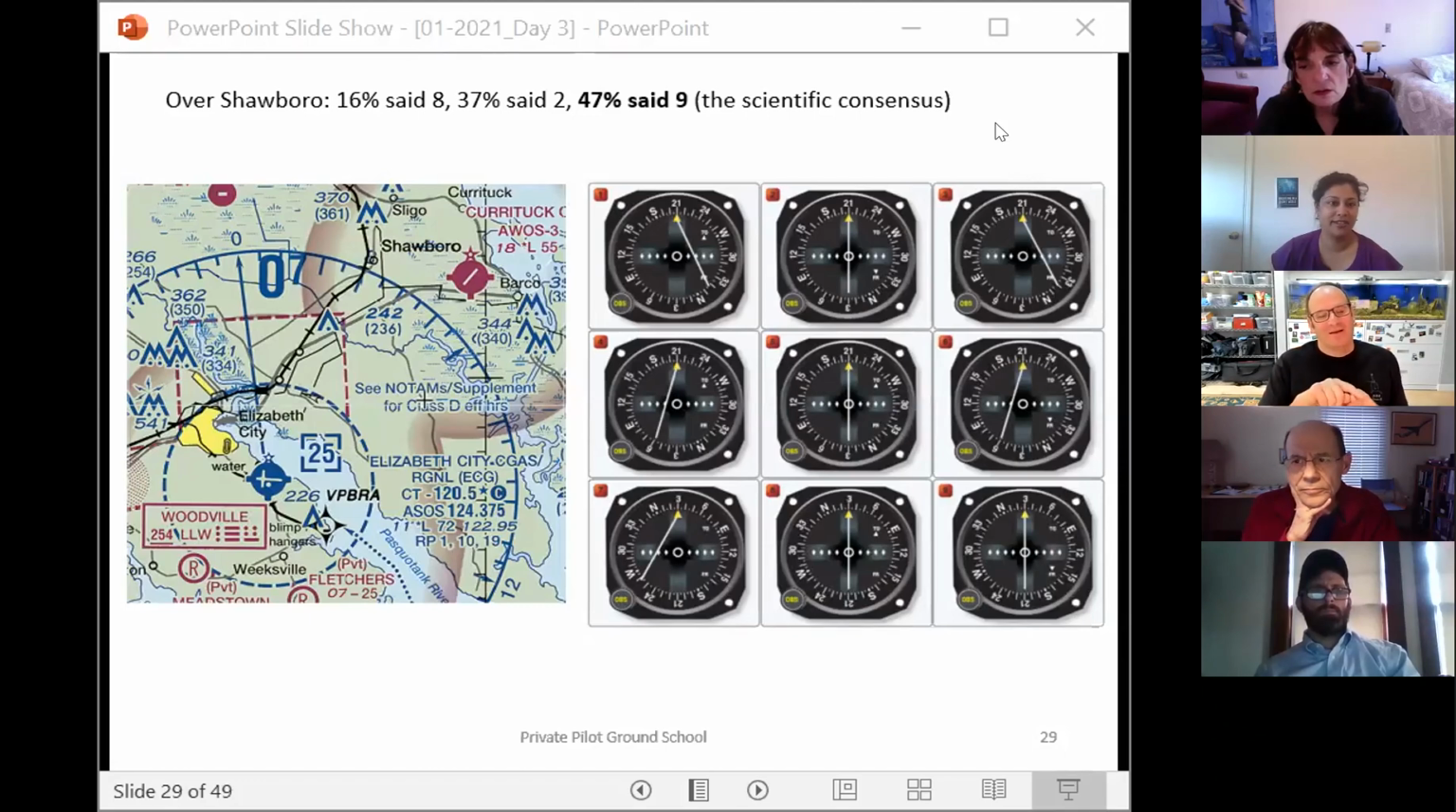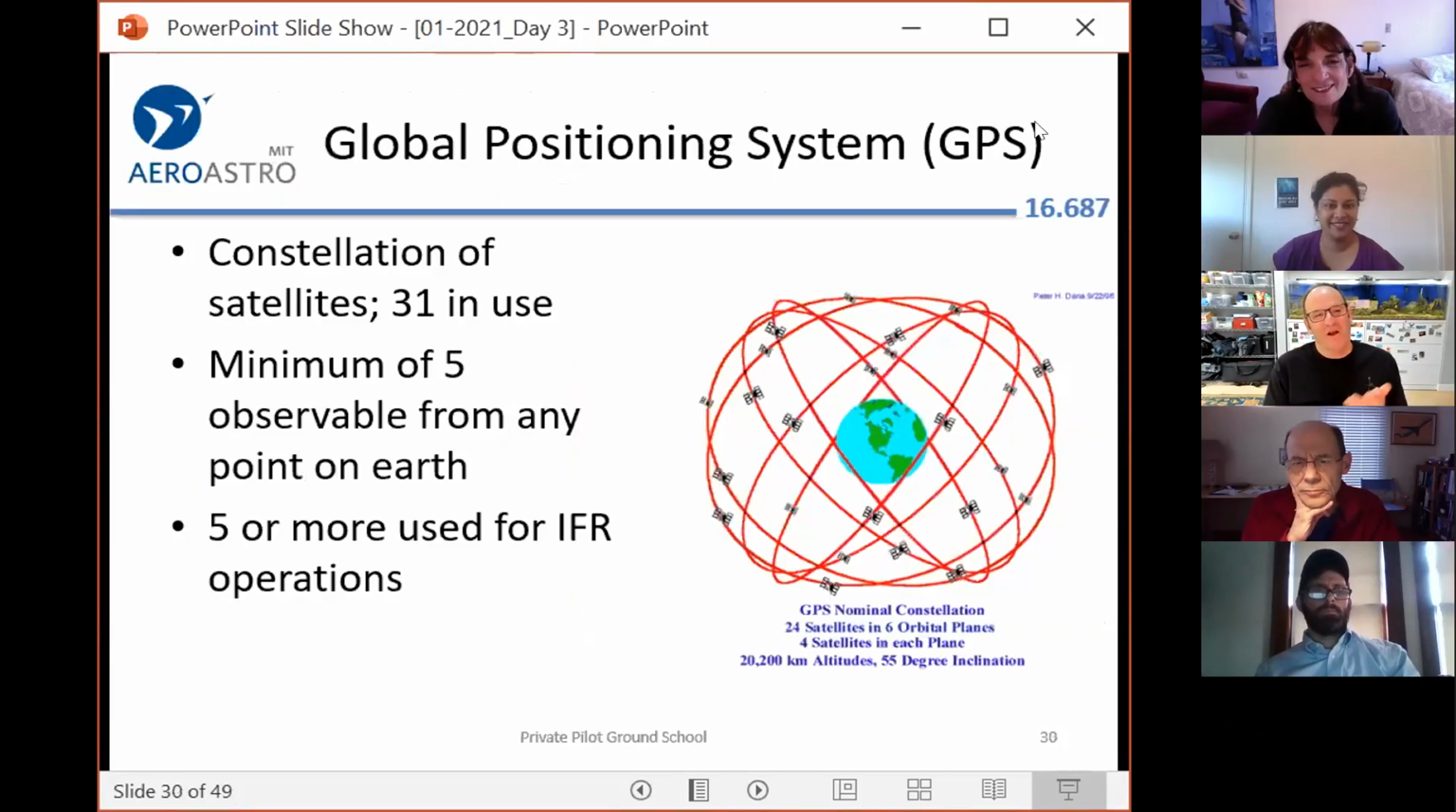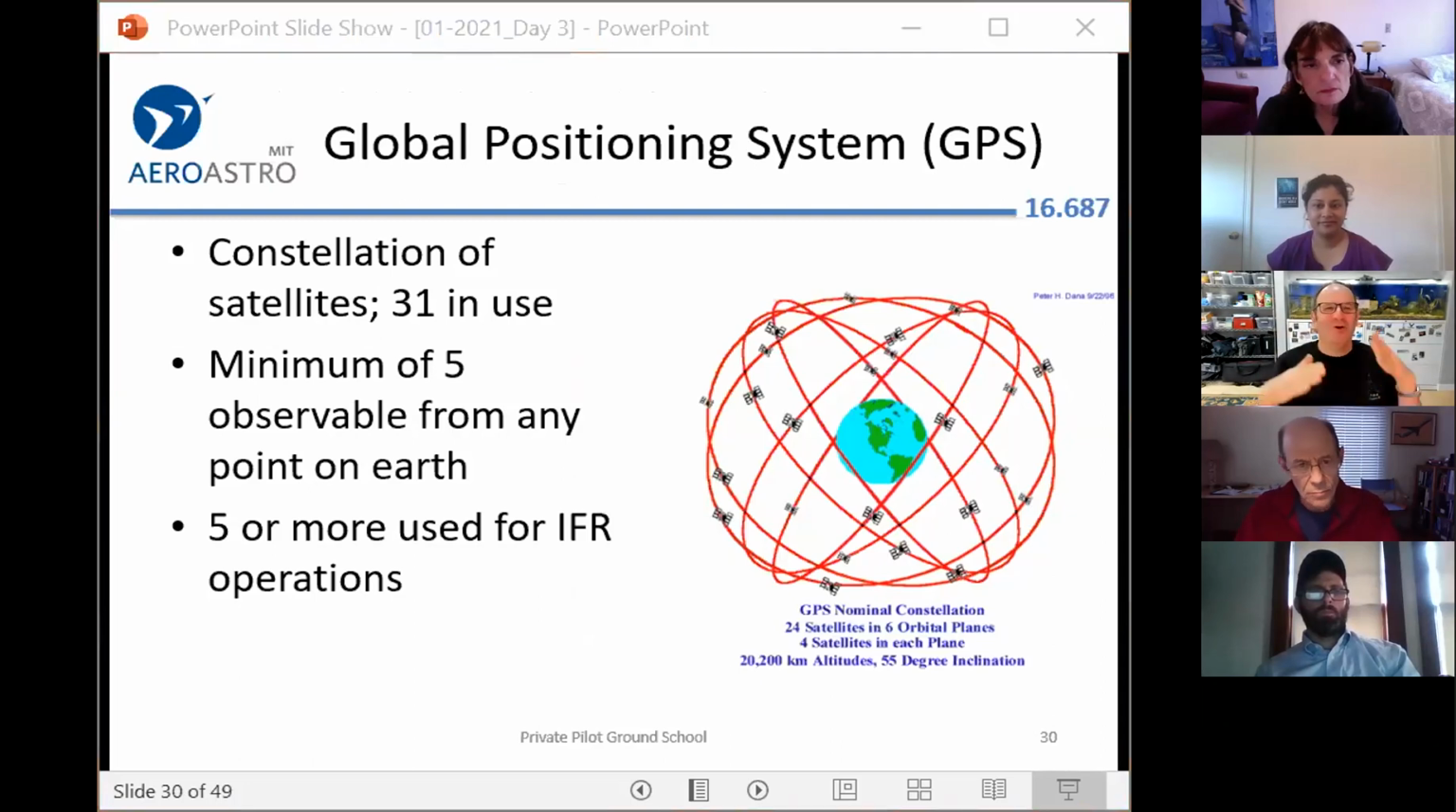They use GPS. Yeah, so if you needed to know your precise position over Shawborough, you would need to tune to 2 different VORs in sequence. Or maybe have 2 VORs in your aircraft and 2 CDIs, and then draw 2 lines on your chart, and where they intersect is where you are.